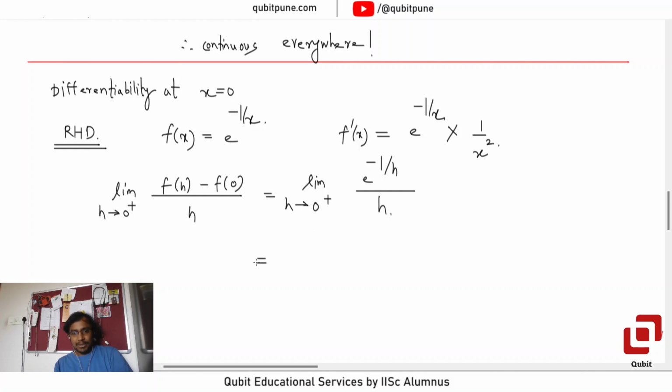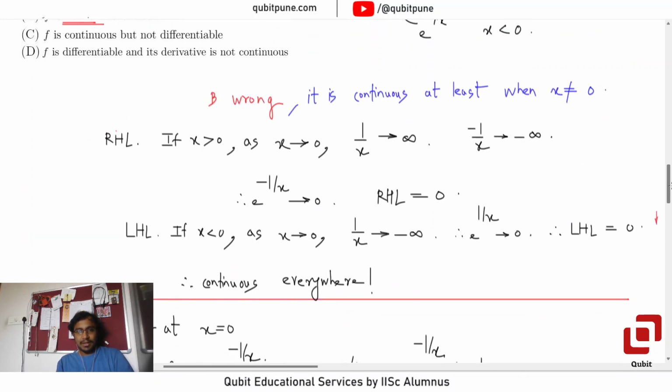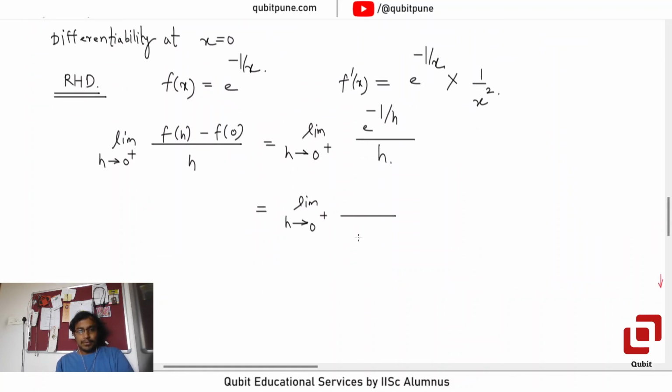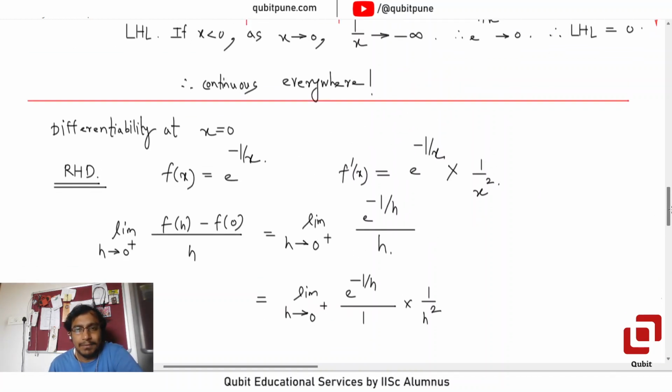I can apply L'Hospital here because it is indeed giving me 0 by 0. That's what we did here: e raised to negative 1 upon h. For this part, I can use L'Hospital there. So numerator will be what? E raised to negative 1 upon h into 1 upon h squared, and okay, it is not taking us anywhere. Okay, what can we do now?